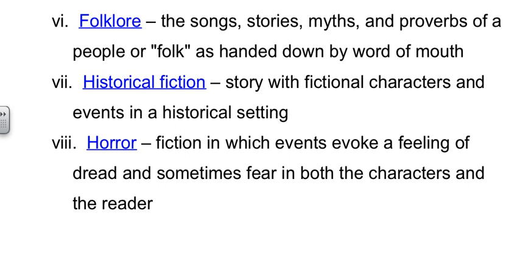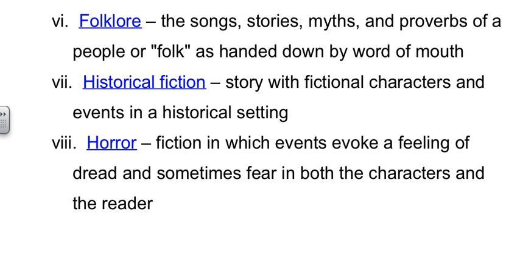Folklore. Folklore is the songs, stories, myths, and proverbs of a people or folk as handed down by word of mouth. Paul Bunyan fits into the folklore of Minnesota. We hear a lot of stories about him if you grow up here.